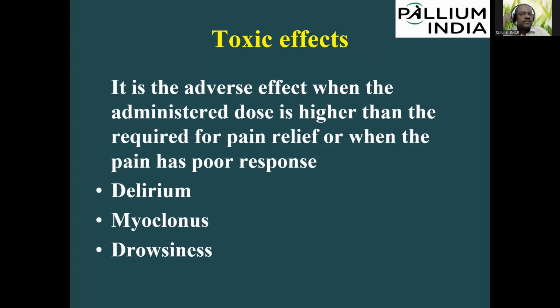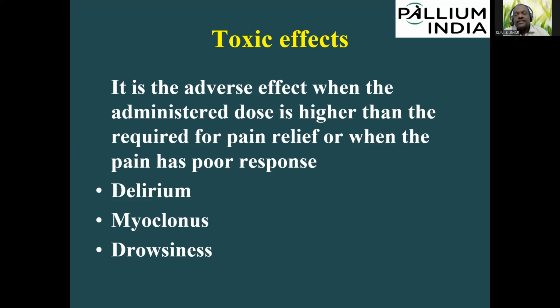Now we'll move on to toxic effects. What are toxic effects? These are the adverse effects when you take more than the required dose of opioid. Side effect is an adverse effect with therapeutic doses, whereas toxic effect is an adverse effect with more than the required dose. And how does it manifest? Delirium. So the patient will be speaking very irrelevantly and the consciousness level will vary. Orientation will not be there. Unpleasant dreams indicate the patient has delirium.